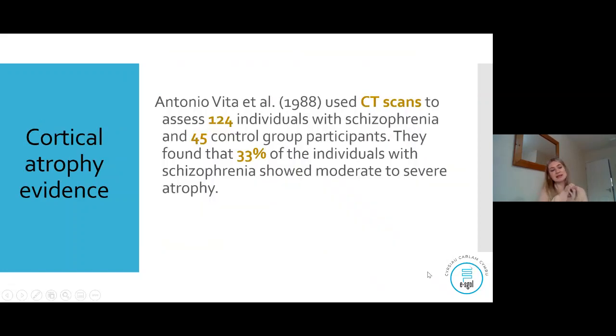All right, back to a little bit of cortical atrophy evidence then. You have got Antonio Vita, and again, it's a CT scan, so a really scientific way, to assess 124 individuals with schizophrenia and 45 control group participants. They found that 33% of the individuals with schizophrenia showed moderate to severe atrophy. So 33%, it's not tons, but it's still a considerable amount of people that have that atrophy. And again, a really scientific method to back up.